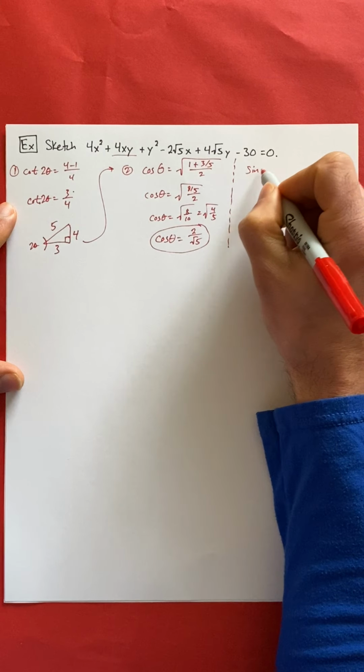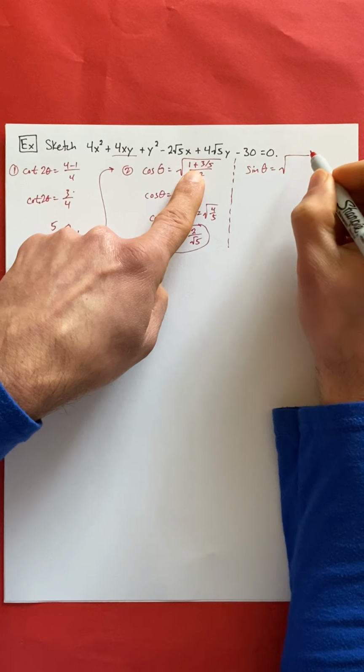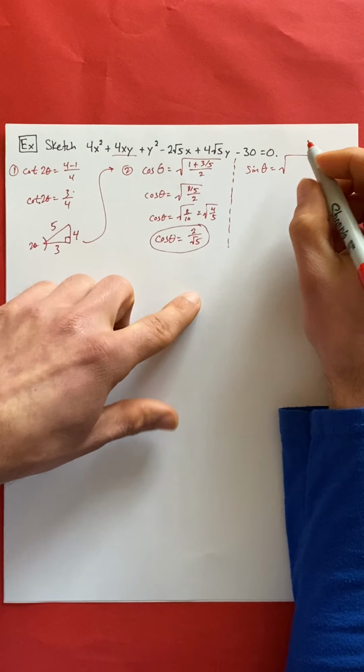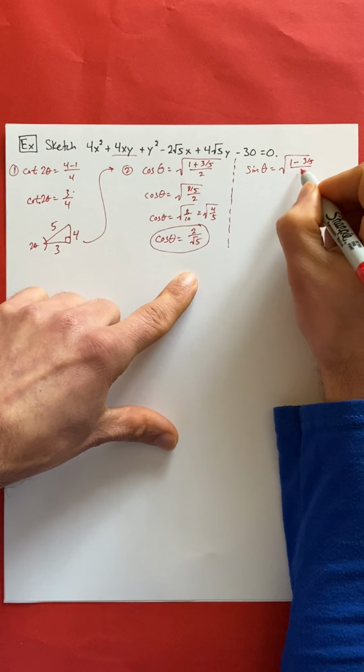For this one now, I'm going to say the sine of theta is equal to, same equation, but that switches the sign. So make sure you don't screw that one up because you'll screw them both up otherwise. It would be 1 minus 3/5 over 2.